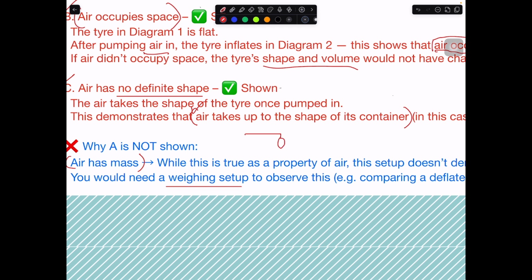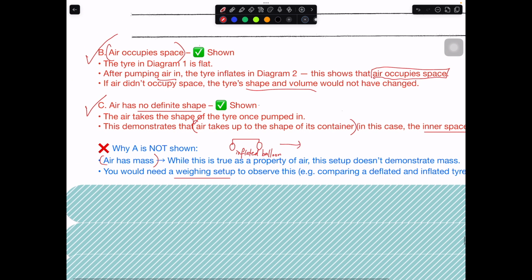You have an inflated balloon. Then after that you deflate one of the balloons, and it becomes something like this. This one is still inflated, this one is deflated. This shows you that air has mass, because this one has both the balloon and air, and this one has no air. The one with no air is lighter. So this tells you that air has mass.